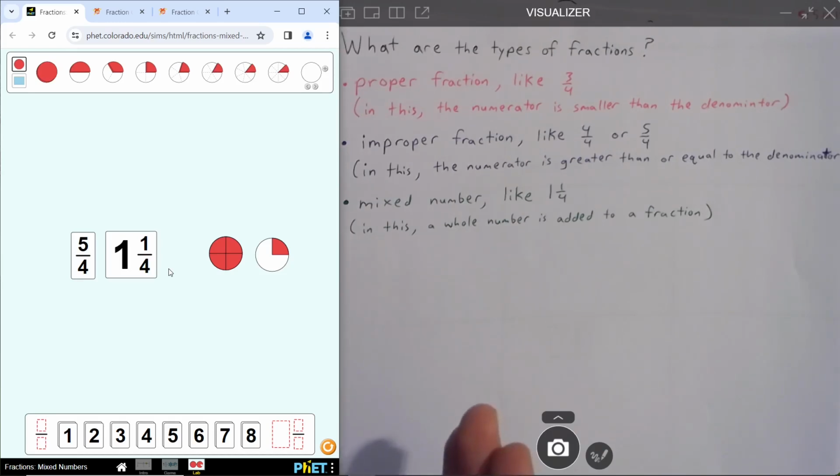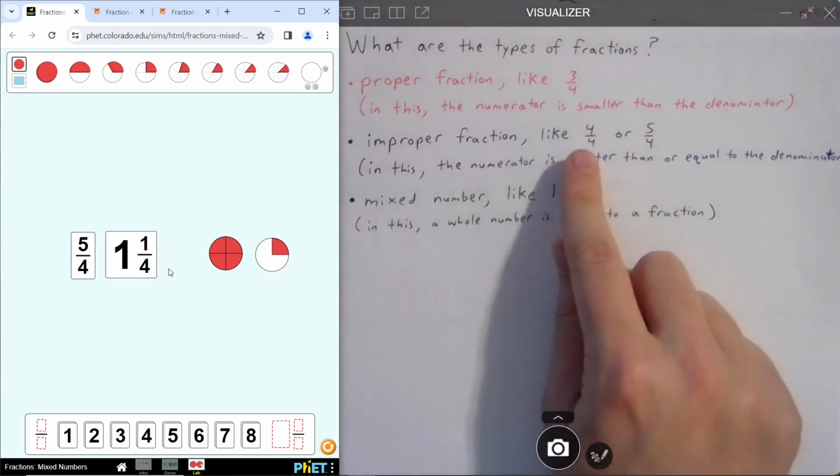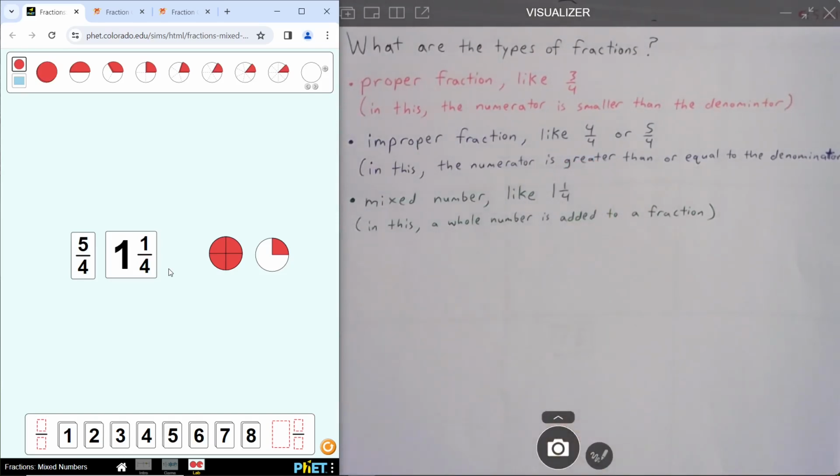So your improper fractions can be converted to mixed numbers. And some improper fractions actually can be converted to whole numbers if the numerator divided by the denominator equals a whole number. So, for instance, 4 divided by 4 equals 1 whole, or 8/4 equals 2 whole, which is another version of a whole number. So those are the types of fractions: proper, improper, and then we also talk about mixed numbers, which combine whole numbers with fractions.